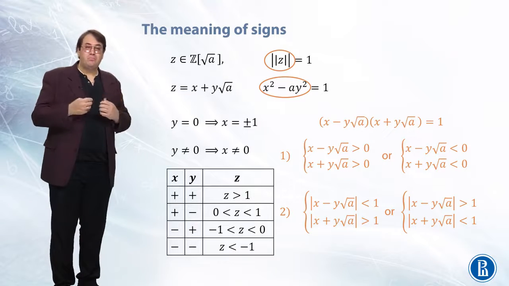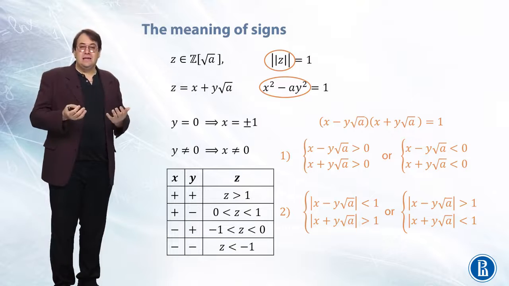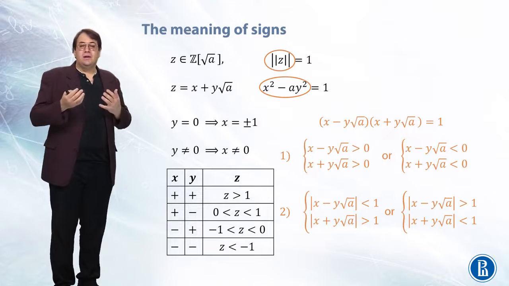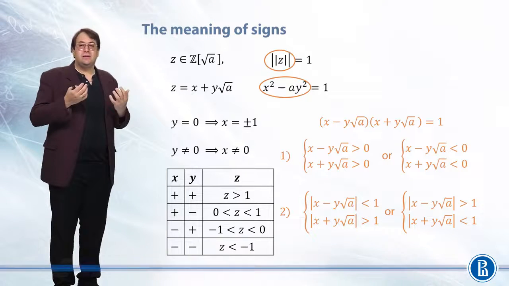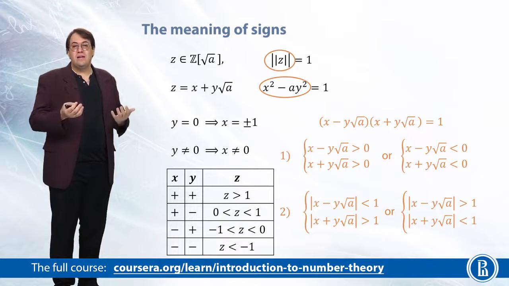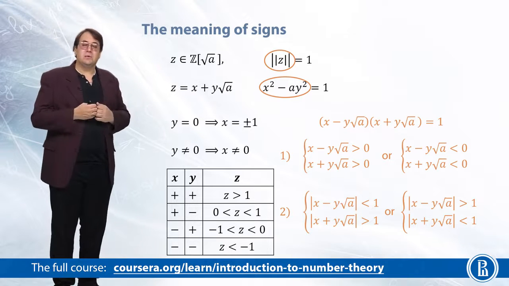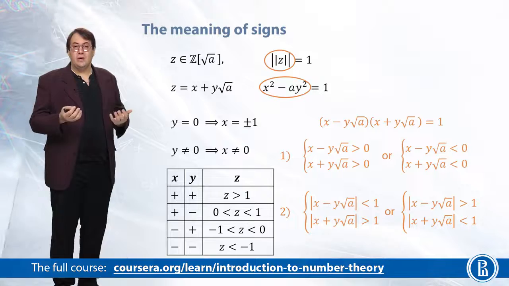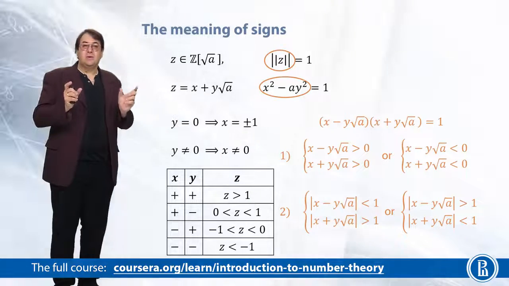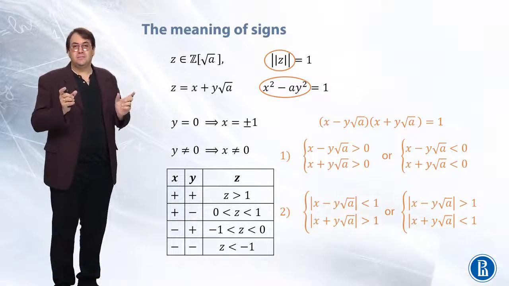And the same in the case where x minus y square root of a is greater than 1 and x plus y square root of a is less than 1. So one of the parentheses is greater, the other one is less.